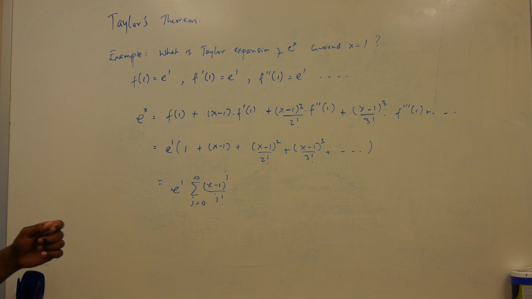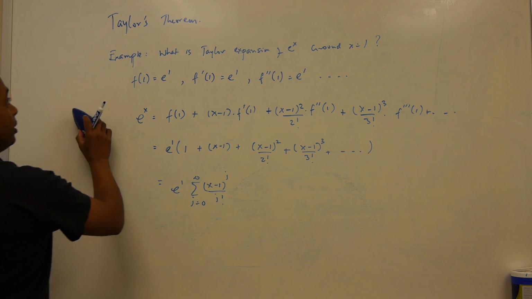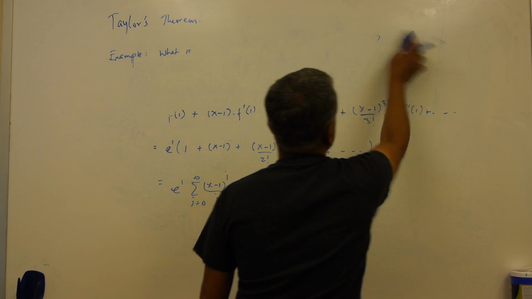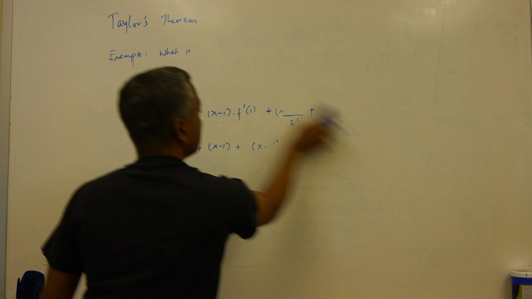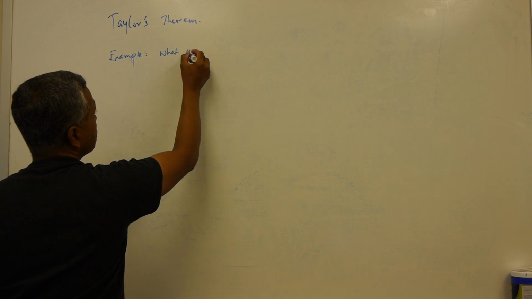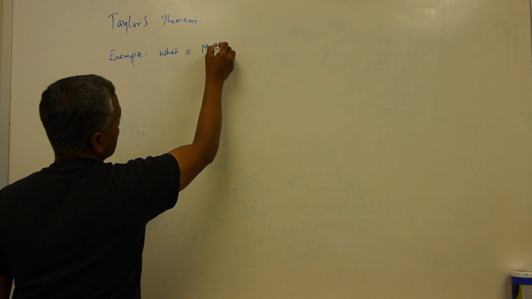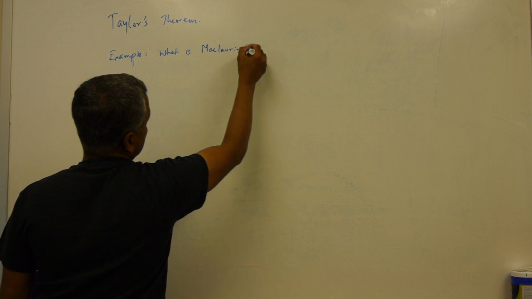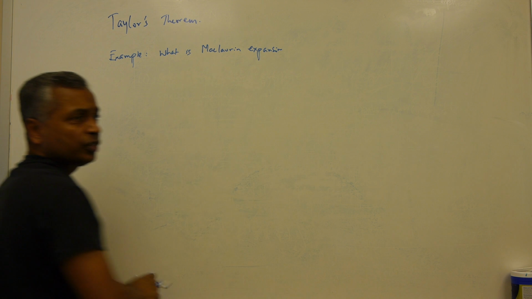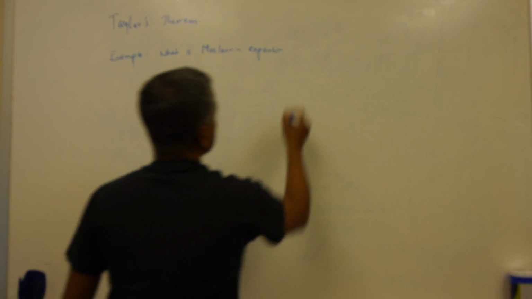Just make sure I didn't make a mistake here. No, I think we're good. All right. So the next example I'm going to do is, what is the Maclaurin series for the function cosine x.